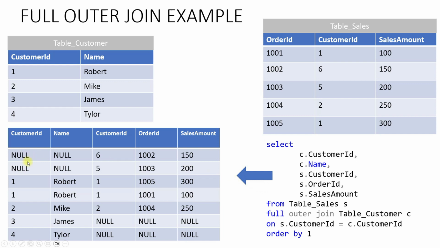And so you can see a pattern here. The first row says customer ID is null, the name is null, and the customer ID is 6, the order ID is this one here, and it's 150. Since we did a full outer join, we're going to display this row even though we didn't find a match on customer ID equals 6. We simply say that we don't know who the customer is, but since we did a full outer join, we will still get that row, and we will display the customer ID and the name as null because we don't know the values since we didn't get a match.